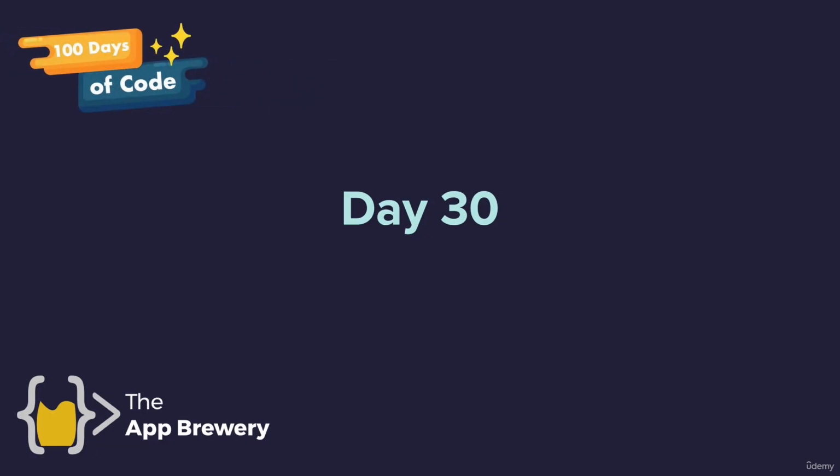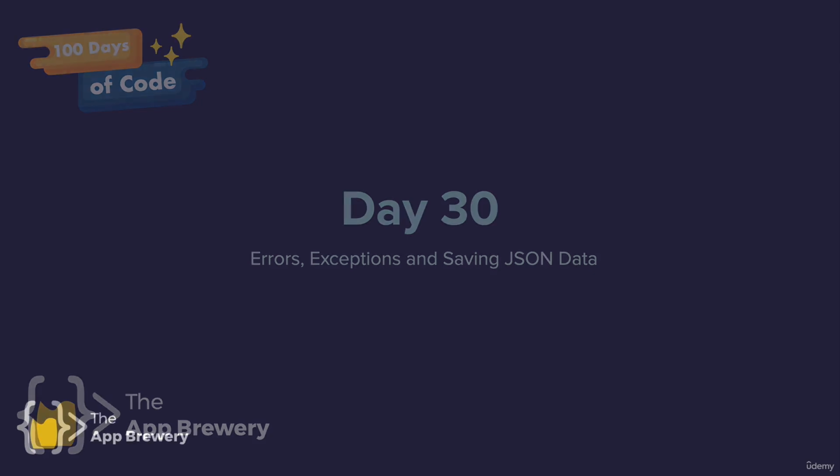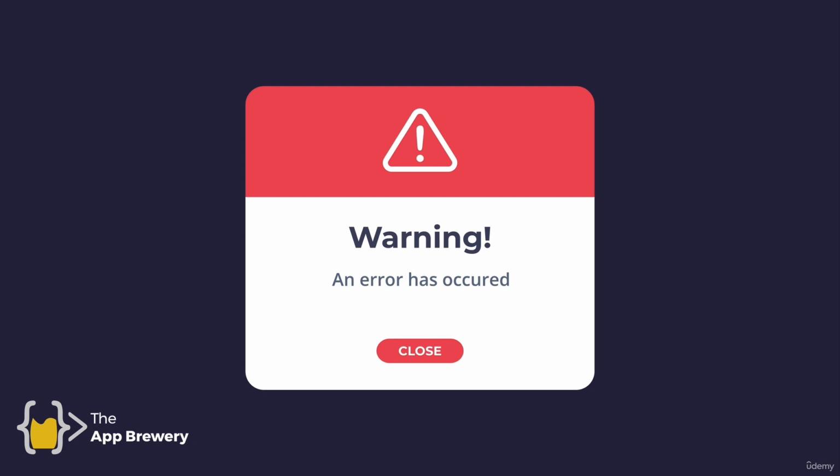Today is day 30, and to mark this milestone, we're going to be learning about some more advanced Python topics, such as errors, exceptions, and also we're going to be learning how to save and load JSON data. So that's all yet to come. First, we're going to be taking a look at some of the errors we've been getting and how to avoid crashing our app by handling those errors.